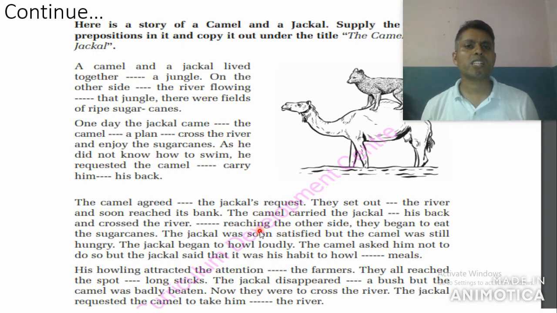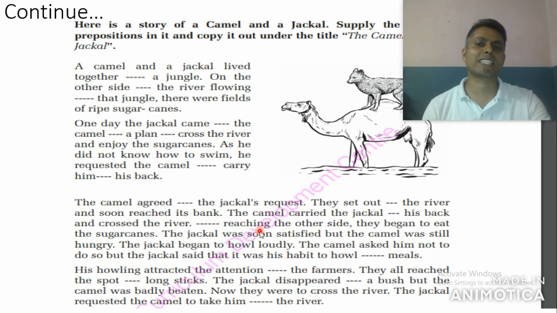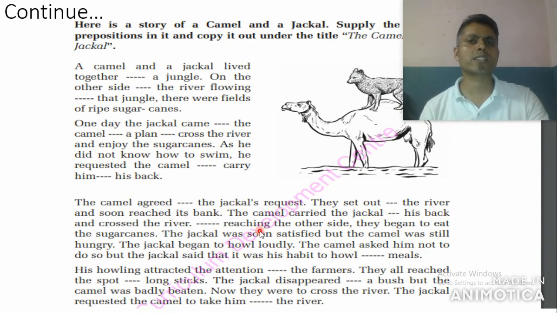You have to first go through the skeleton given here, because of that you will understand its meaning. Then, when you understand its meaning, you know its context to use the missing preposition here, okay? Now look at the very first paragraph. You see the picture of a camel, and the picture of a jackal sitting on the back of the camel, right?